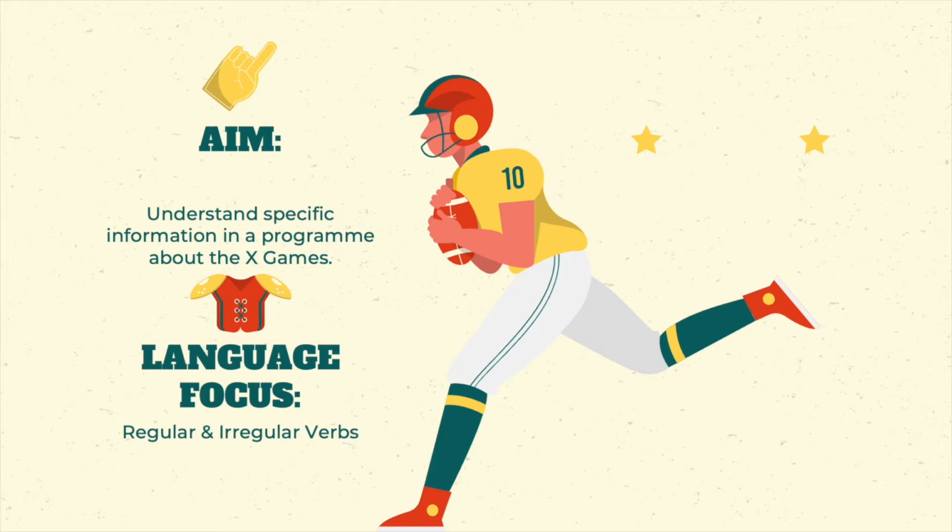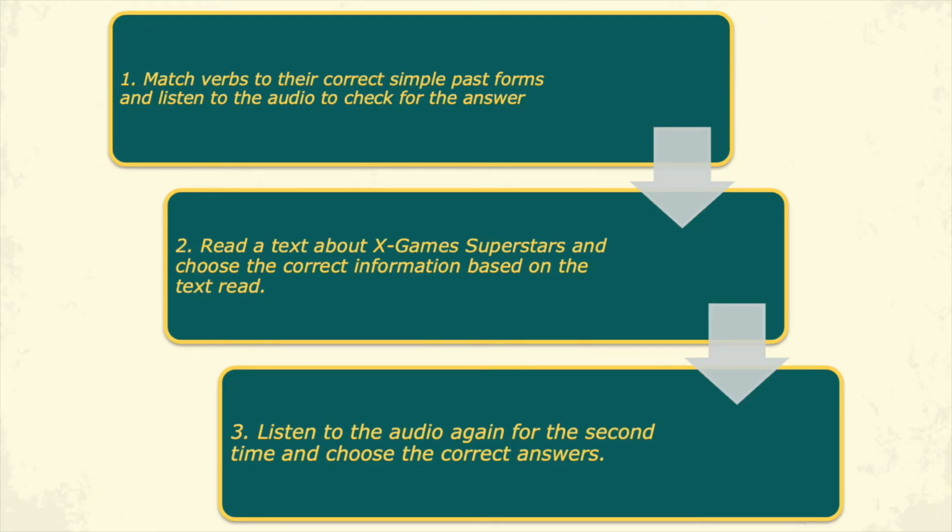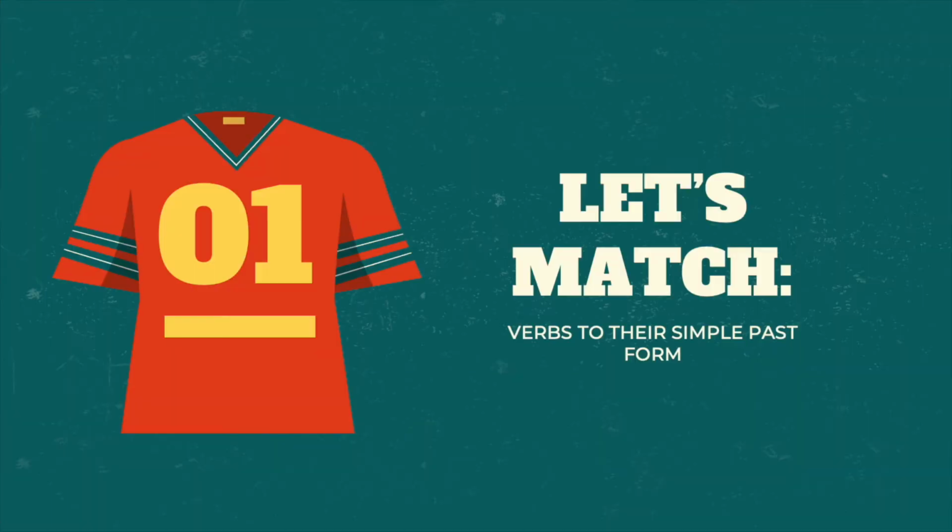As usual, before we proceed to our lesson today, let me communicate with you first the framework of our lesson. First, we shall match verbs to their correct simple past forms and listen to the audio to check for the answer. After that, we shall read a text about X Games superstars and choose the correct information based on the text read. Last but not least, we shall listen to the audio again for the second time and choose the correct answers. Without further ado, let us move on to the first activity of our lesson today.